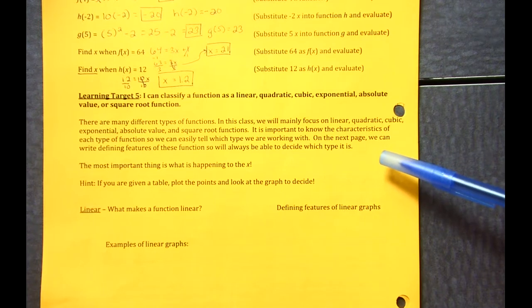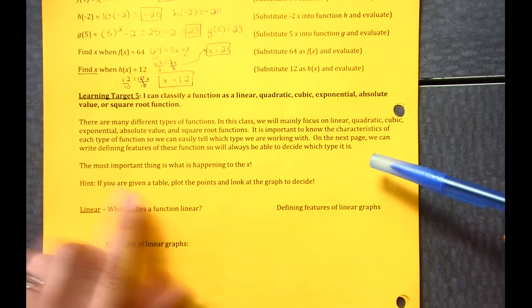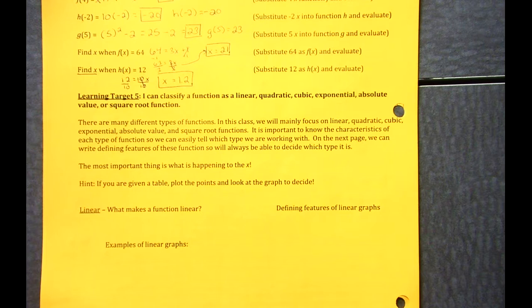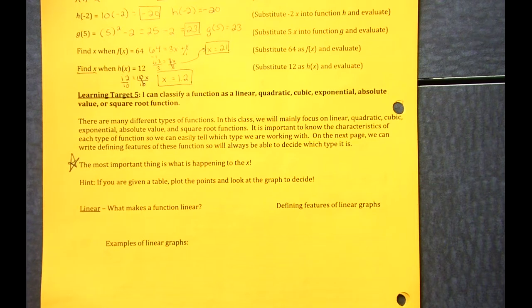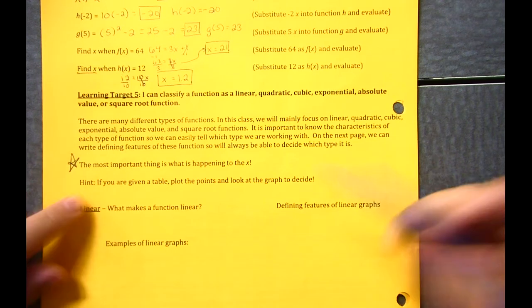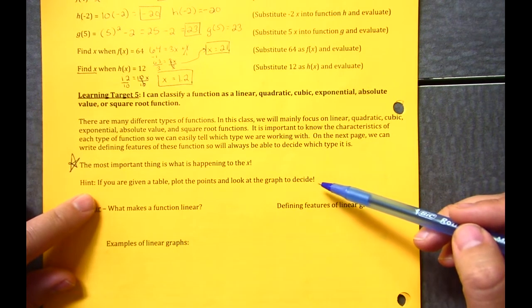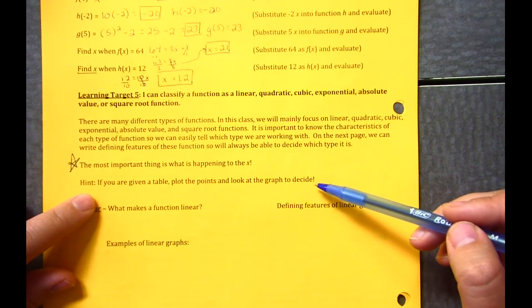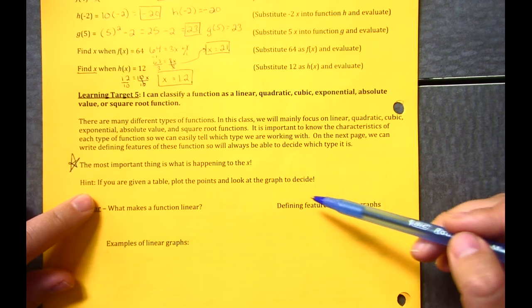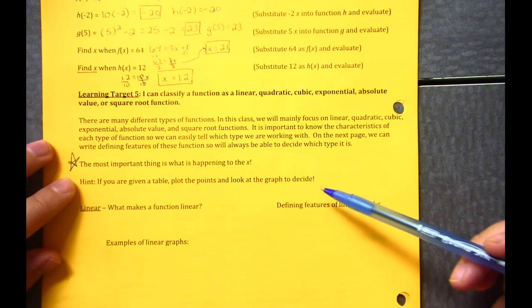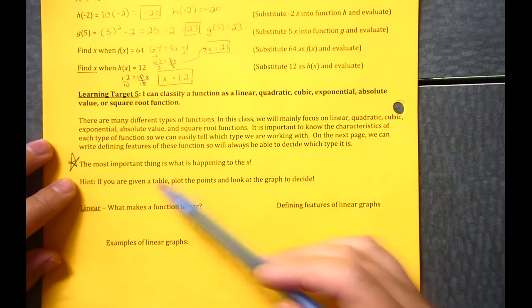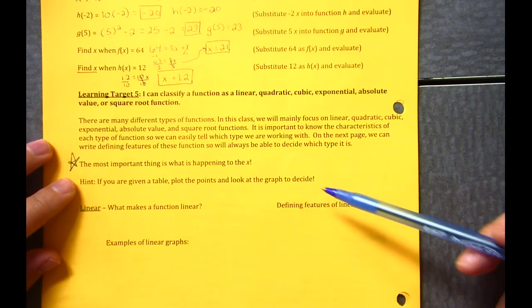To do this, we need to remember that the most important thing is what is happening to the x. We are going to make a star by that because that is extremely important. And if you are given a table, you'll be able to plot the points and then look at the graph to decide. So really we just need to think about what these functions look like as graphs and as equations, because if you have a table, you can turn it into a graph by plotting the points.